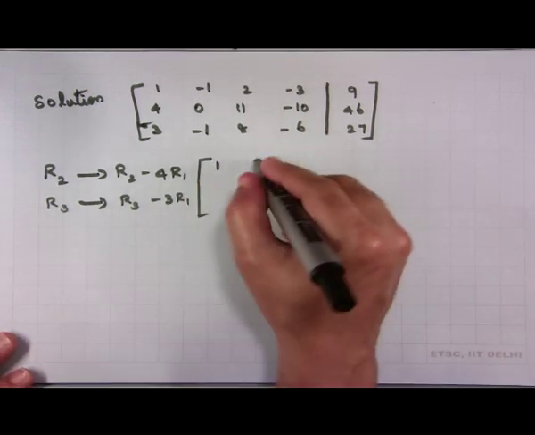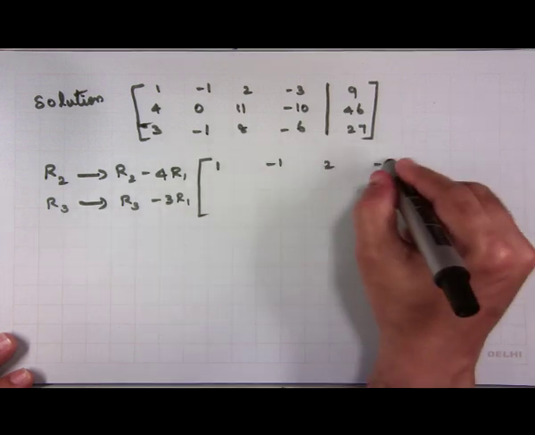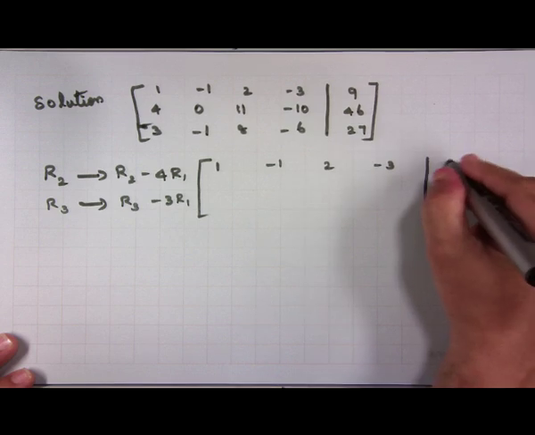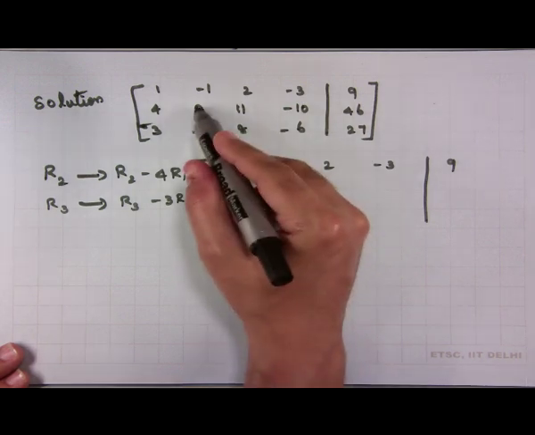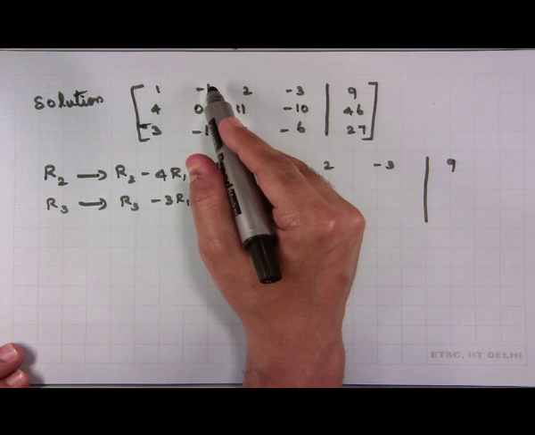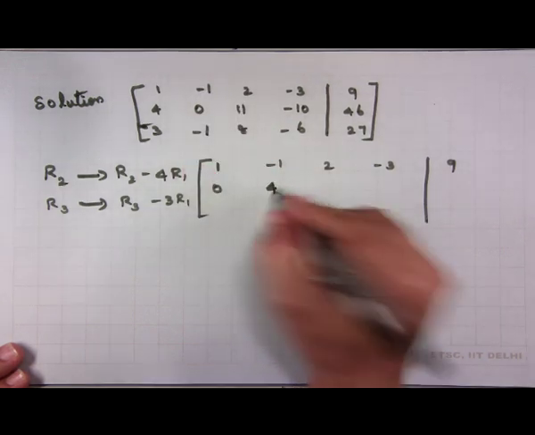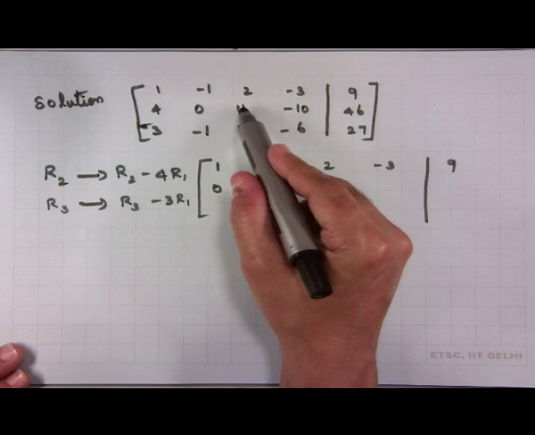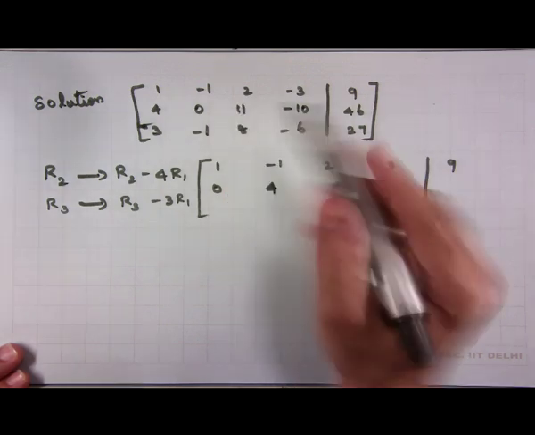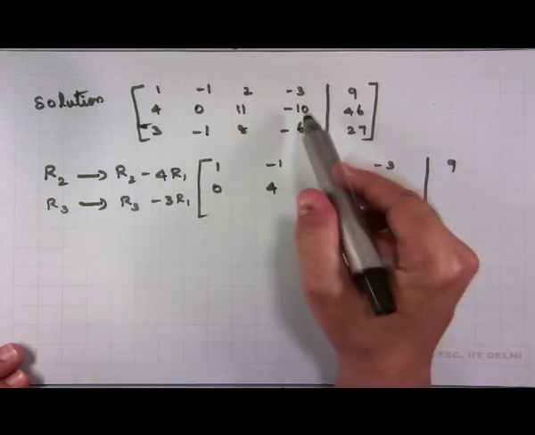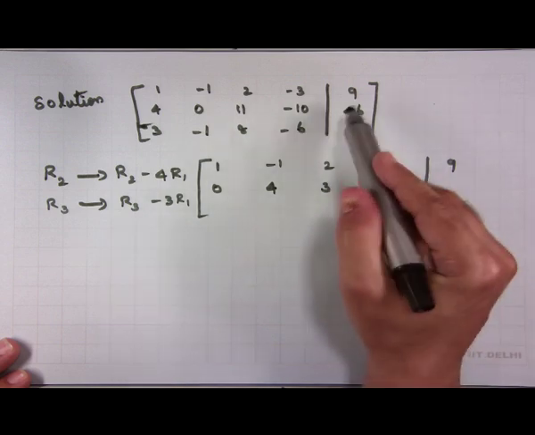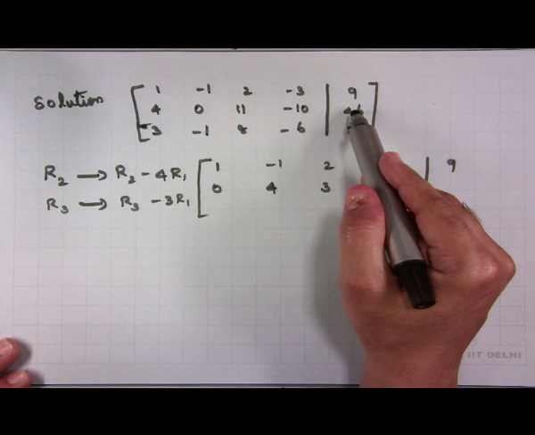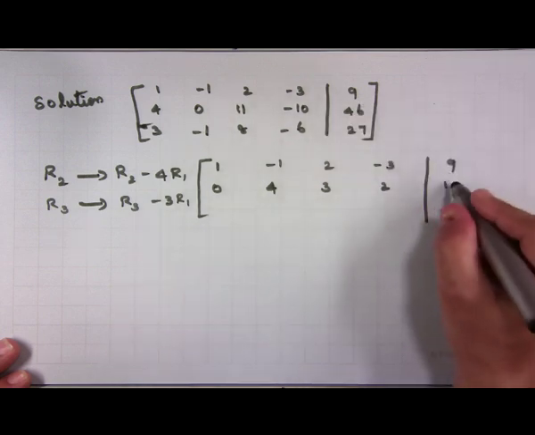The first row remains unchanged. Second row, you have 0, R2 minus 0 minus 4 times minus 1, which is 0 plus 4, you have 4. 11 minus 2 times 4, which is 11 minus 8, you have 3, minus 10 minus 4 times minus 3, which means minus 10 plus 12, you have 2, 46 minus 4 times 9, which means 46 minus 36, you have 10.